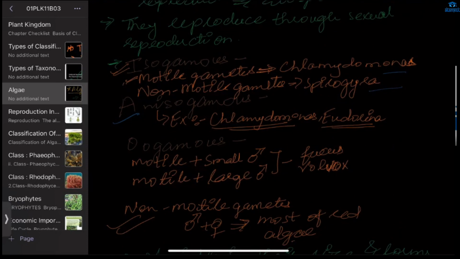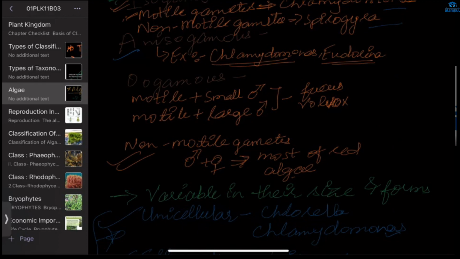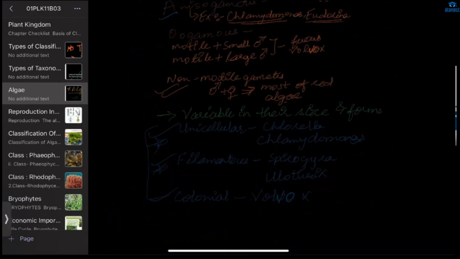Next is oogamous, means एक में क्या रहेगा? Motile and small male रहेगा, एक में motile और large female हो सकता है. ठीक है. So they are using what? Fucus and Volvox. Okay. And non motile gamete is what? दोनों male and female non motile रहेंगे. They combine together, and this method is mostly used by red algae. The last point is they are variable in their shape and sizes and forms, like unicellular also, filamentous also, and can be found in colonial form also.